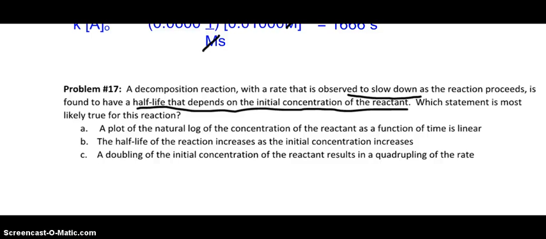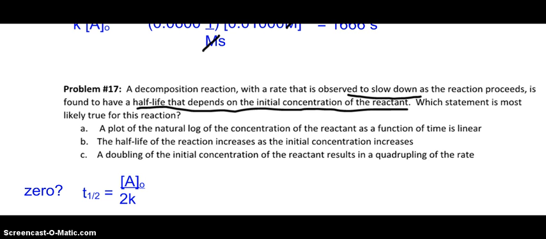Okay, so how did you do? Well, let's talk about zero order first. Here is zero, and here is our equation for a zero order. Notice it does depend on the initial concentration. But the question then is, does it slow down?